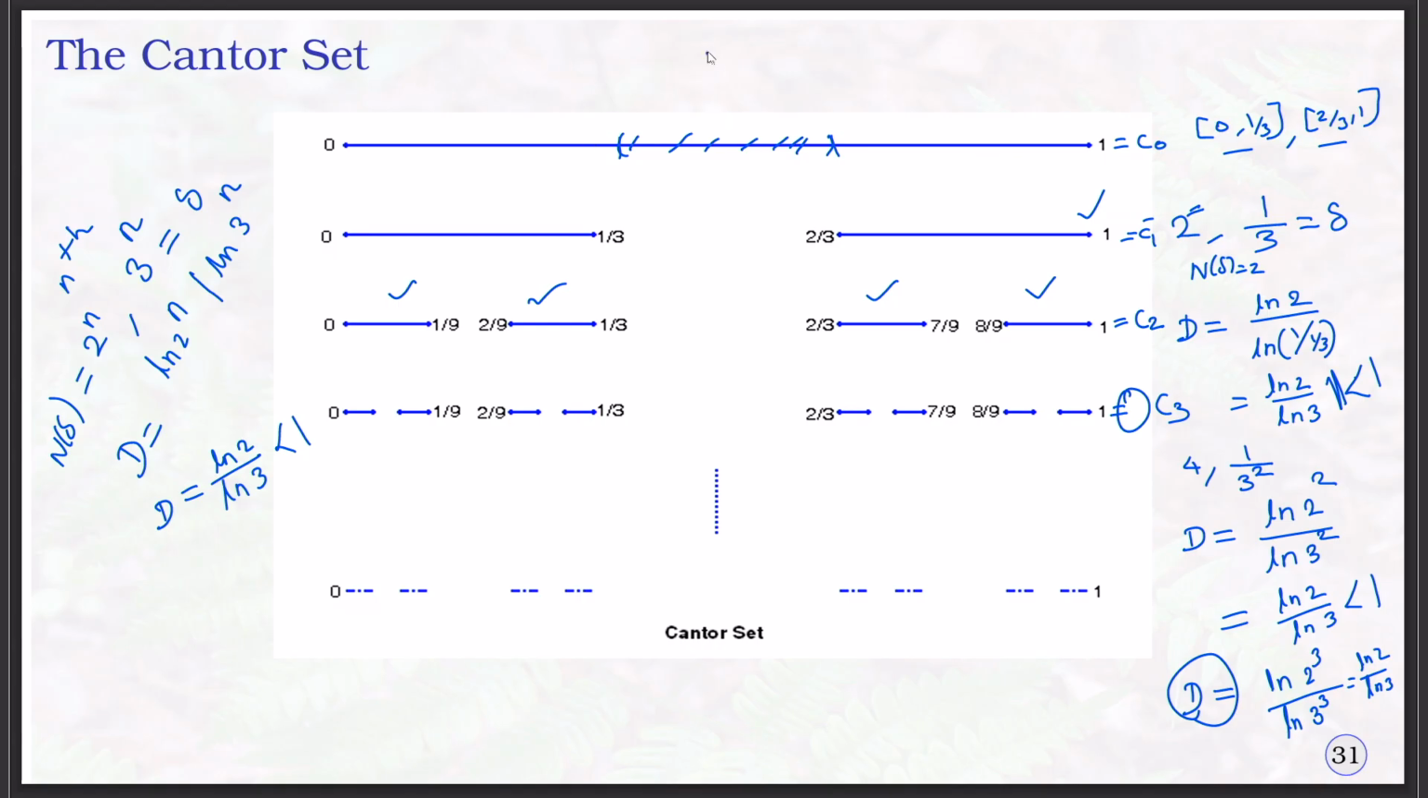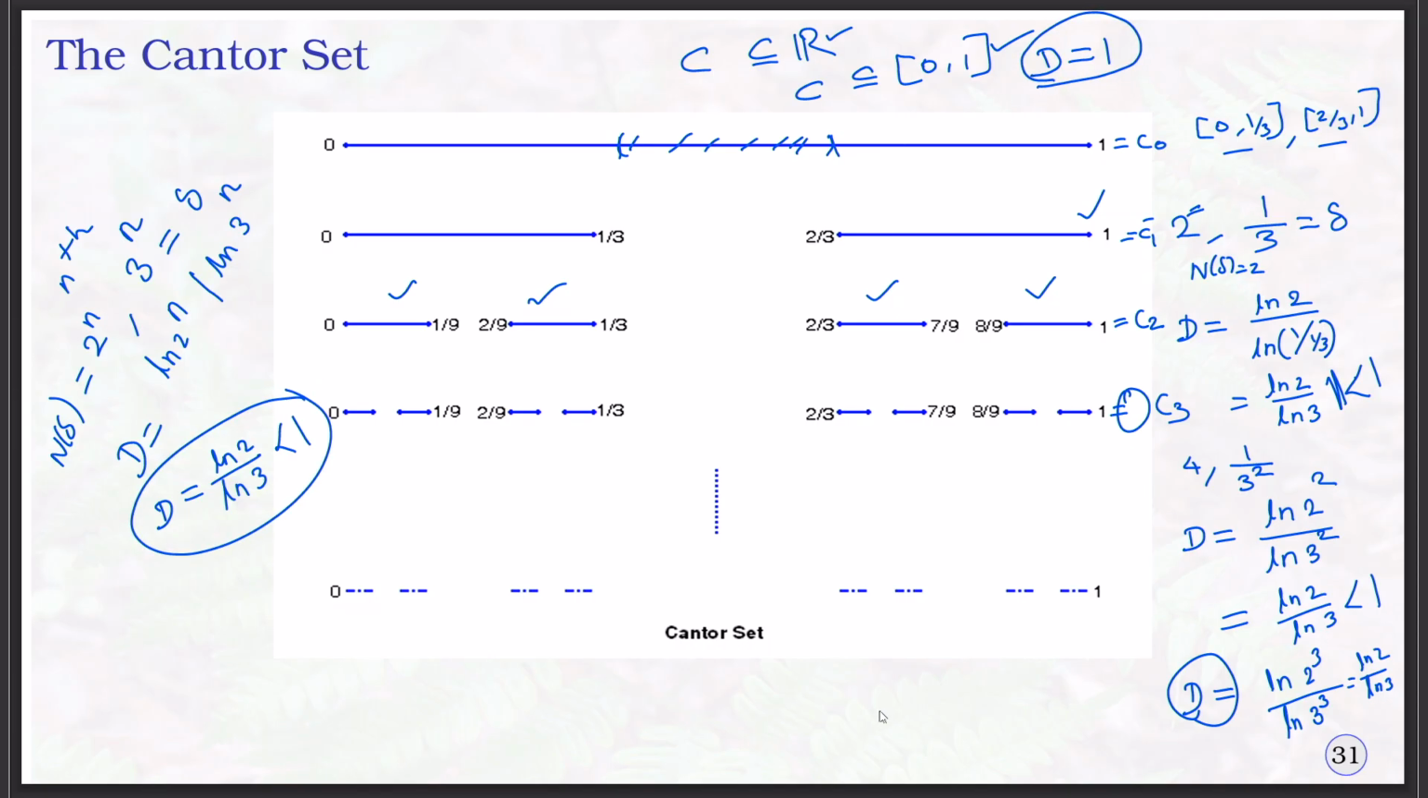The Cantor set C is embedded in the space R, or more precisely in the closed interval [0, 1]. Both the closed interval [0, 1] and the real numbers have dimension d equal to 1. Comparing the dimension of the Cantor set with that of the embedded space, ln 2 by ln 3 is strictly less than 1. Therefore, one can conclude that the Cantor set has a fractal nature, and we can call it an example of a fractal.